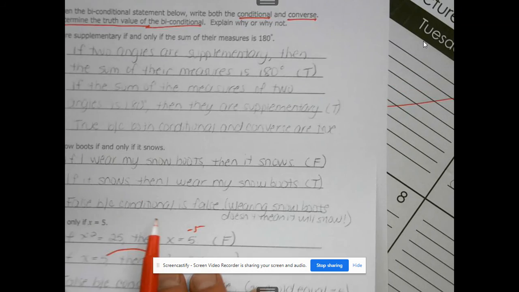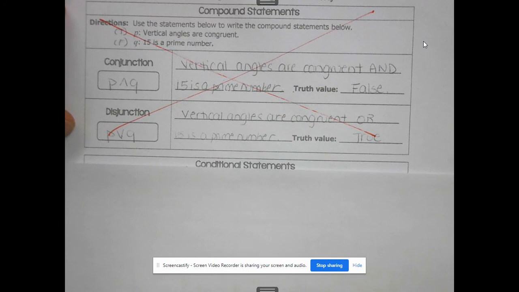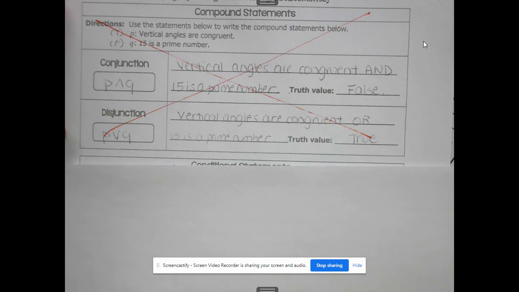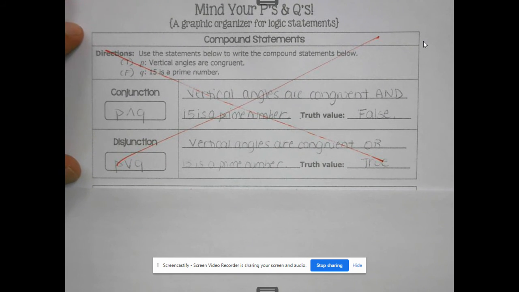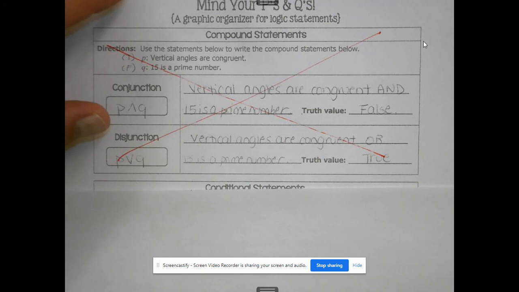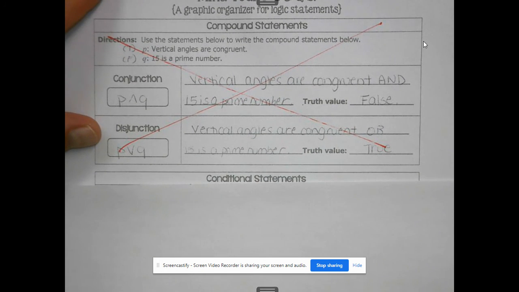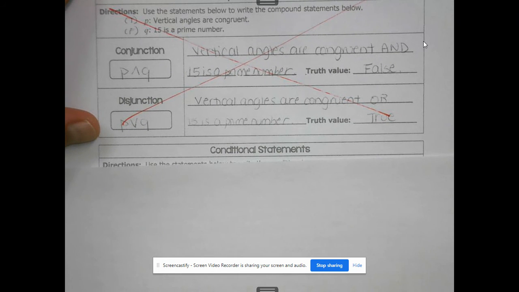Since both the conditional and the converse are true, your biconditional is true as well. Next page. All right, guys, on this last page, do not worry about the compound statements. Go ahead and cross that off. That's something more for honors geometry. This last little section, guys, is more some conditional practice. I'll fly through these, and then we will be done.